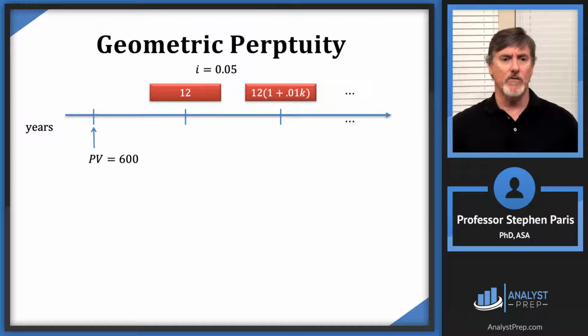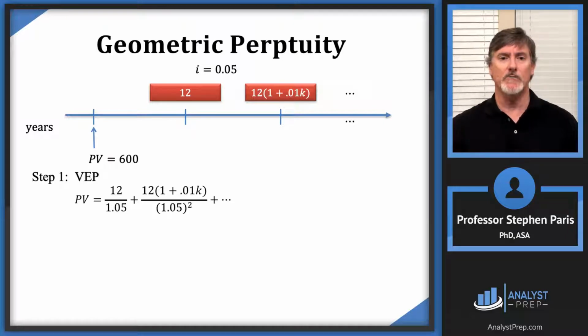Using i equal 0.05, the present value is 600. What makes these perpetuities a little easier than annuities when you're dealing with geometric payments is that there's a two-step process instead of a three-step process. Step one is the same as step one for an annuity: you value each payment at the valuation date. The first payment of 12, I discount for a year by dividing by 1.05. The second payment, 12 times (1 plus 0.01k), I discount 2 years, so I divide by 1.05 squared, like multiplying by v squared, and so forth. And that's all I need.